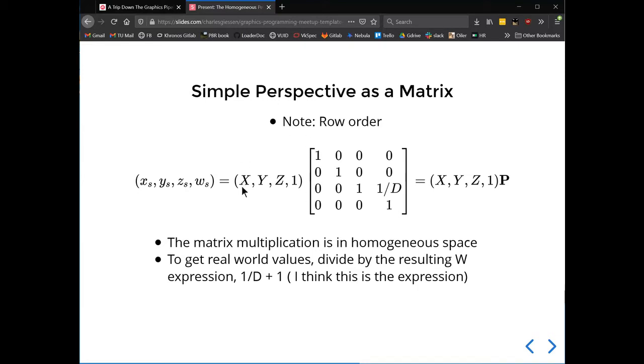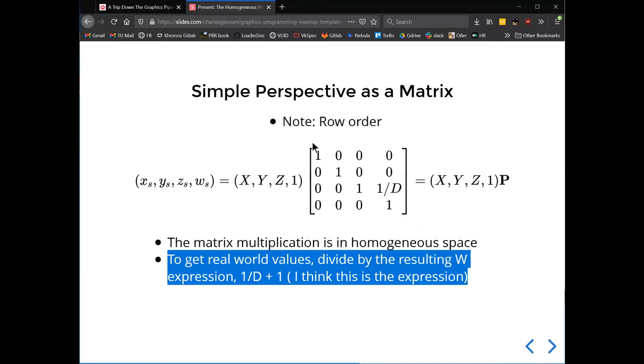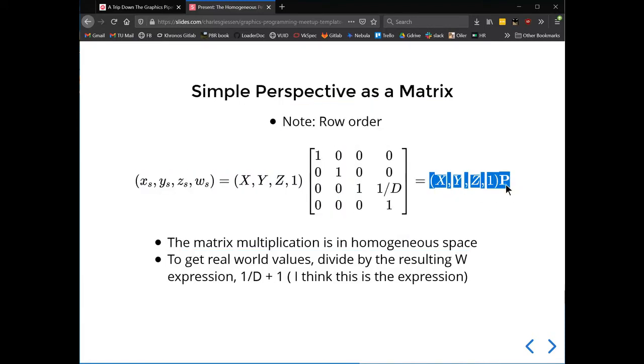Anyways, when you multiply this homogeneous coordinate by the perspective transformation, you get x, y, z as the first three, and then the W value is going to be, I believe, 1 times 0, 1 times 0, 1 times 1 over d, and then 1 times 1, and then matrix multiplication. That means you add all those things together, which gives you 1 over d plus 1, and then you use this to divide the x, y, and z to get your actual Cartesian value out of it. And that's important because that's the math.